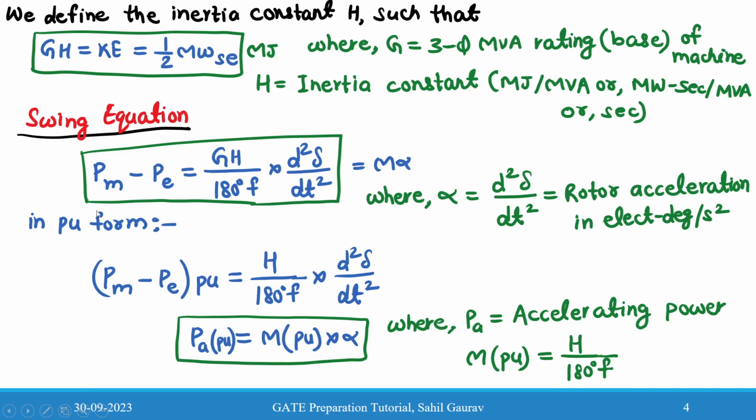Now if you write it in per unit form, then you have to divide with the system base. So on dividing both sides by G, that is the 3-phase MVA rating or system base of the machine, we will get the swing equation in per unit form. So PM minus PE is equal to H divided by 180 degree f into d square delta divided by dt square. So the left hand side is the accelerating power, that is mechanical power minus electrical power, which is equal to M per unit into alpha, where M is represented as H divided by 180 degree into f.